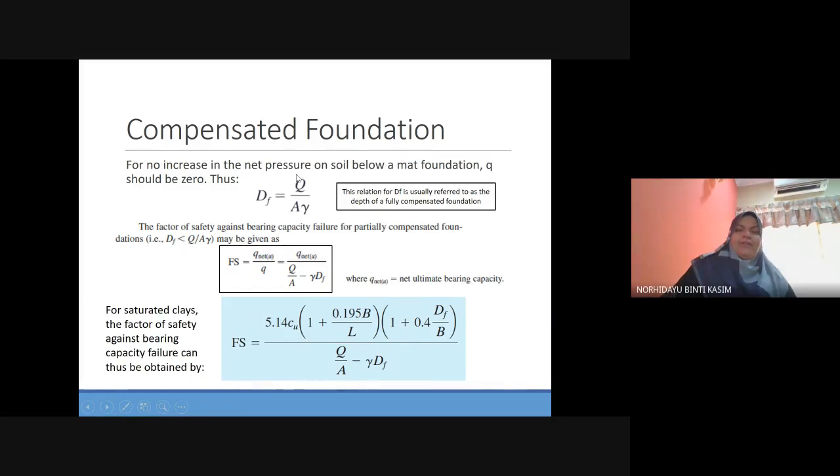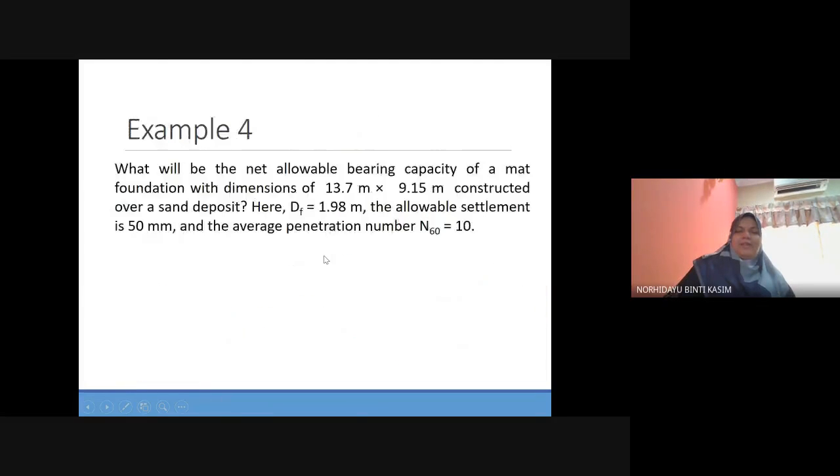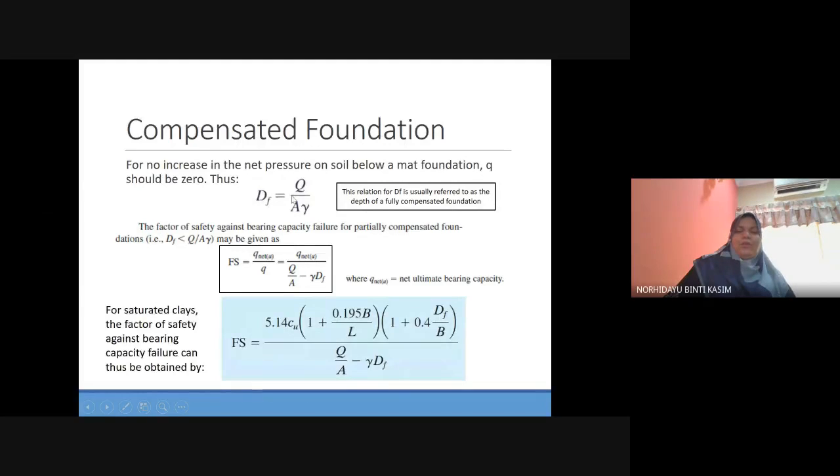For no increase of net pressure on soil below the mat foundation, q equal to 0. So when q is 0, you solve and you get the equation: Df equal to q over gamma. The factor of safety against bearing capacity failure for partial compensated foundation, Df is less than q over gamma.